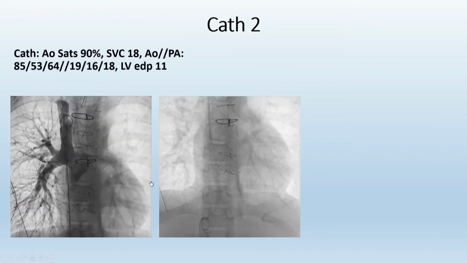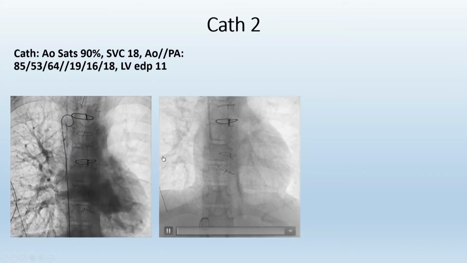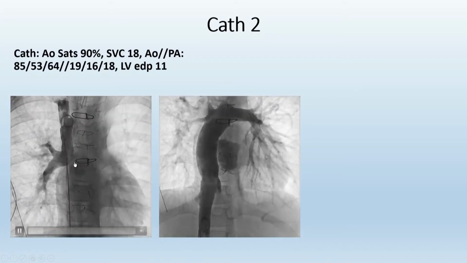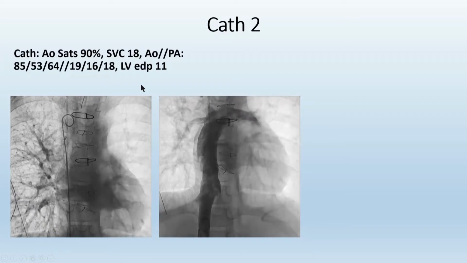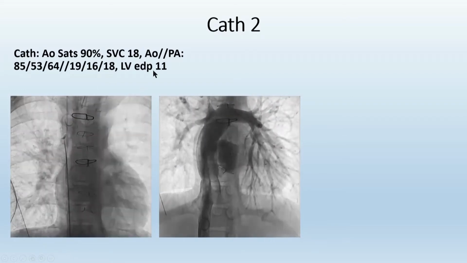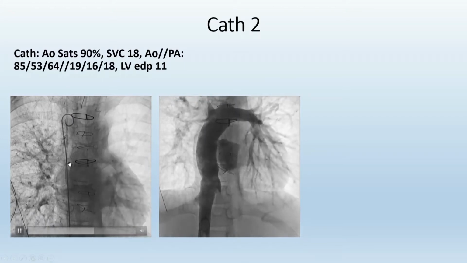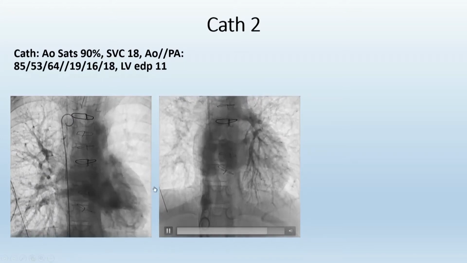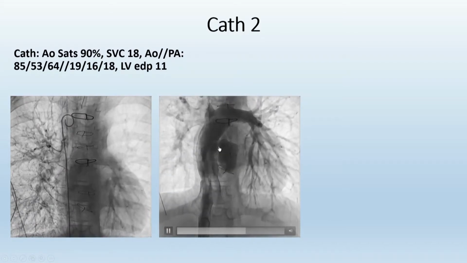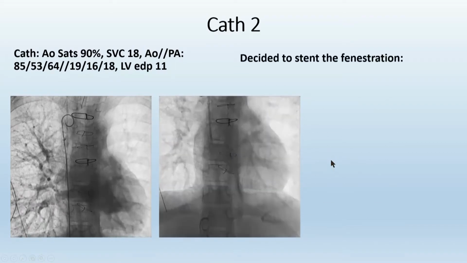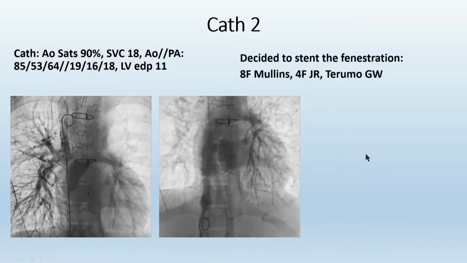This is the second time the patient went into the cath study, and this is the angiogram that was done. Aortic saturation was 90%, PA pressure mean of 18, LV EDP slightly high. And you see again the disproportionate flow into the right lung and into the left lung, and very restrictive flow into the fenestration. So we decided to go ahead with stenting the fenestration.